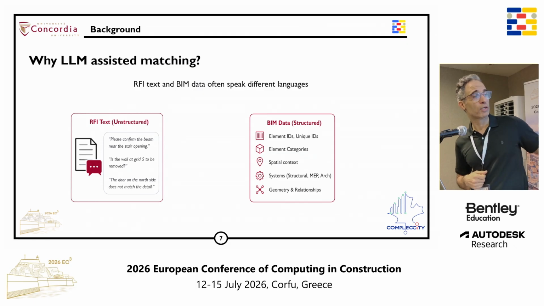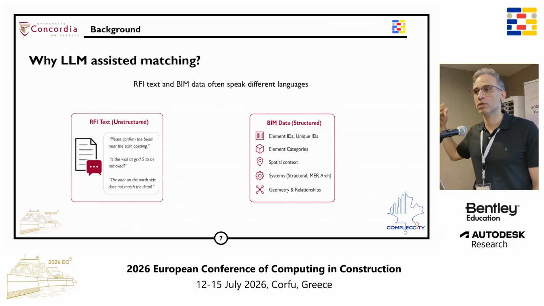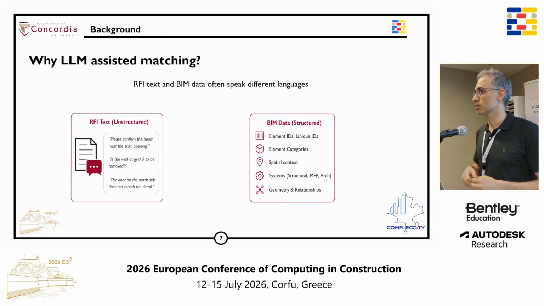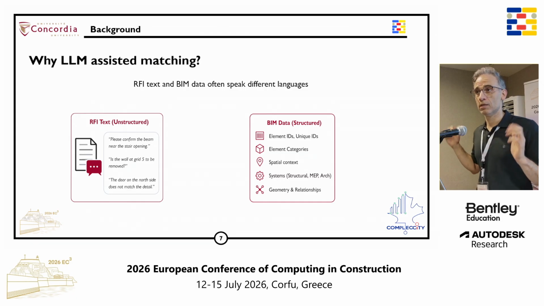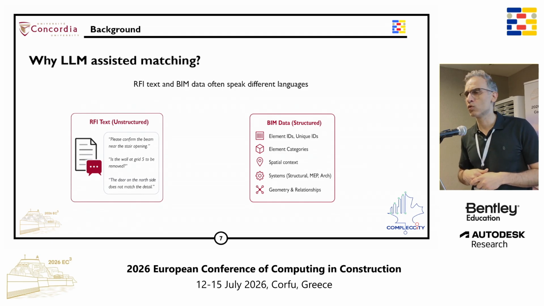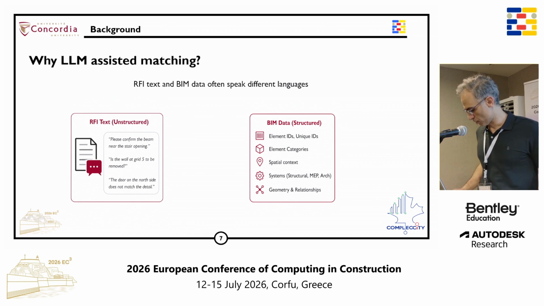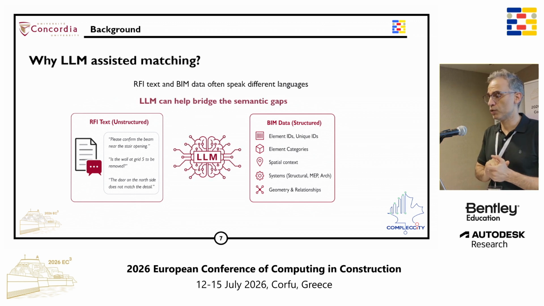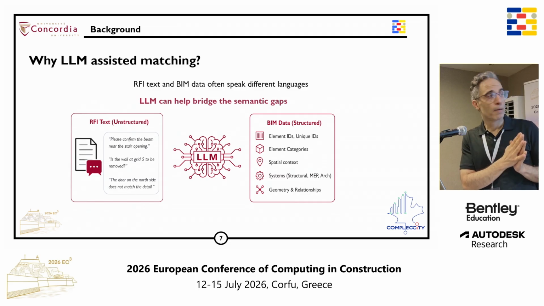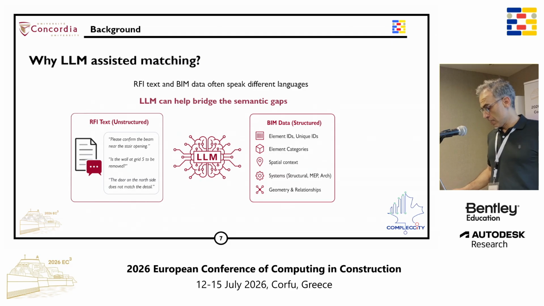On the one hand, we have the RFI, which is the unstructured, basically human language. On the other one, we have the BIM data, which is very well structured. We have the semantics through basically schema and so on and so forth. I don't think I should spend much time. The previous presenters did a fantastic job in terms of realizing what the issue is and how LLM can be a very good basically tool to bridge this gap.